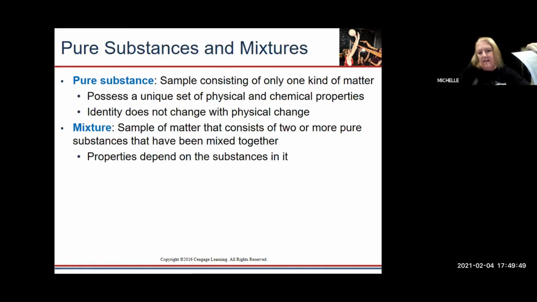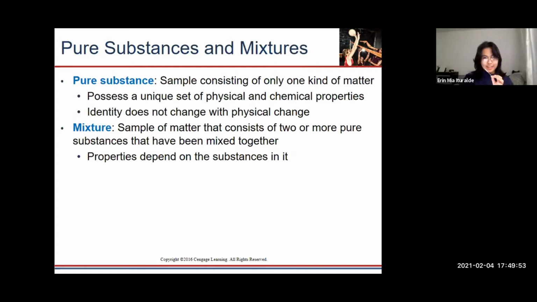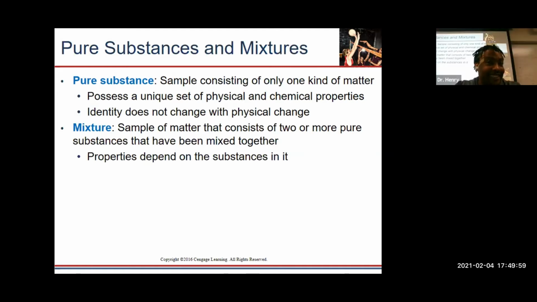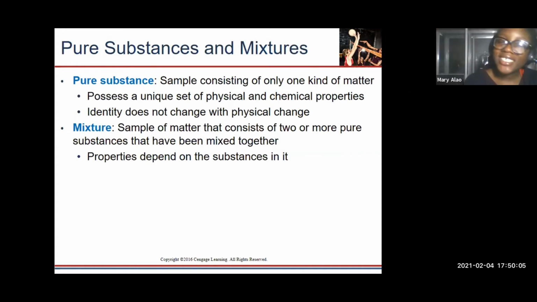So is it to decrease the boiling point, or to increase the boiling point? Does the water boil faster? I don't know. Every time I put salt in it, I feel like my spaghetti water doesn't go over. It decreases the boiling point.